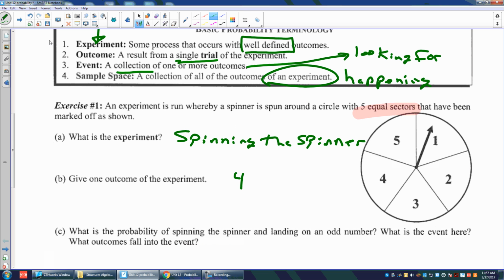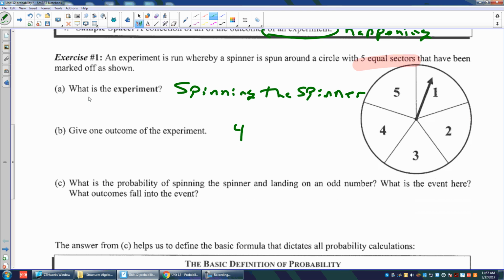What's the probability of spinning the spinner and landing on an odd number? Okay, so what we can do is look at the odd numbers. There are three odd numbers. How many numbers are there? Two more. Three plus two is five. So 3/5. We like fractions here. I also am going to emphasize, do not simplify the fraction. Do not simplify.